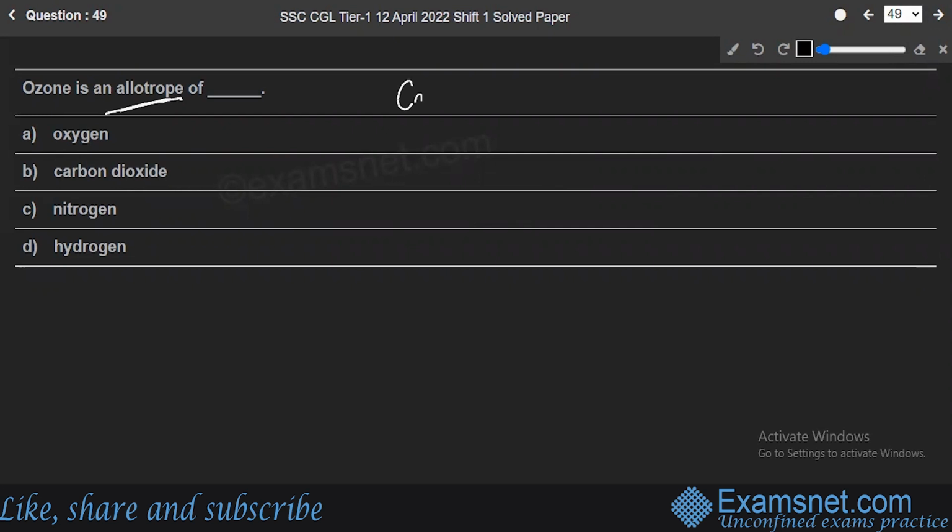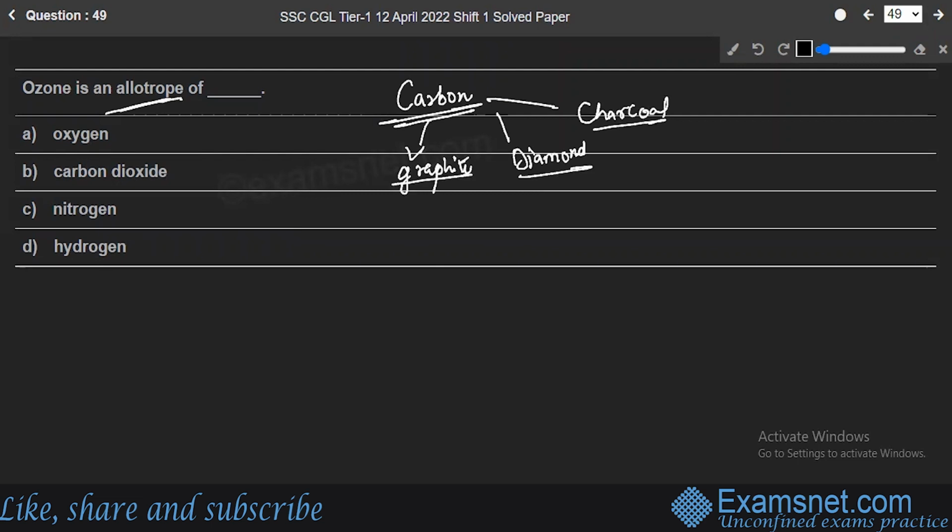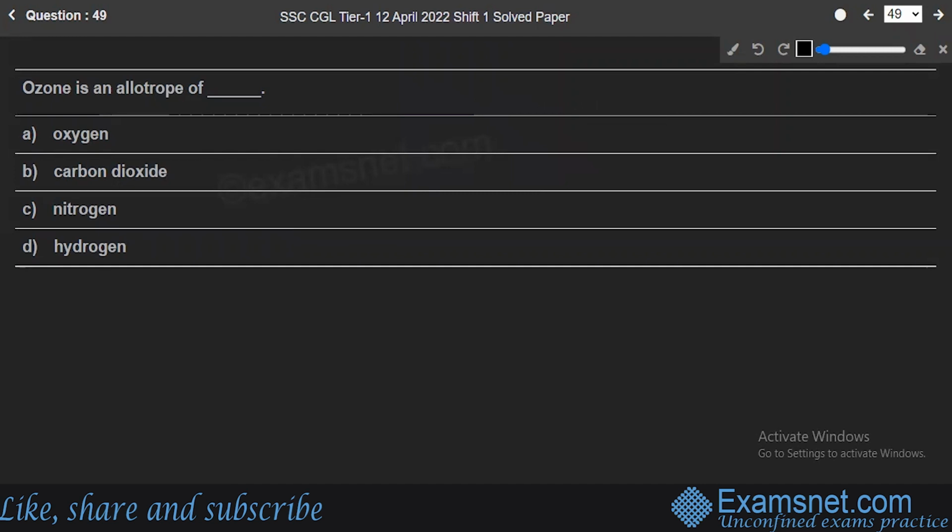For example, the very common allotrope, I'll talk about carbon. Carbon has so many allotropes. For example, carbon can exist as graphite. It can exist as diamond and charcoal as well. So these are the things that you see in your daily life. These are actually the allotropes of carbon. That means carbon can exist in these physical forms. Correct. Now the question is, ozone is an allotrope of oxygen.